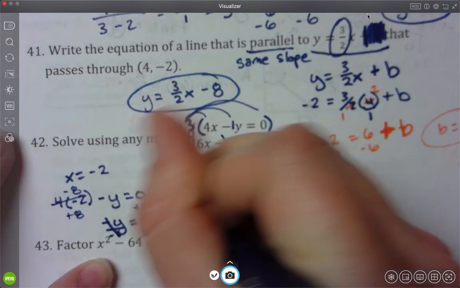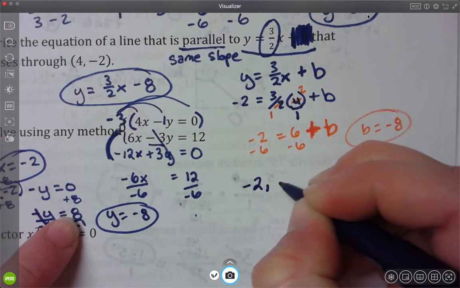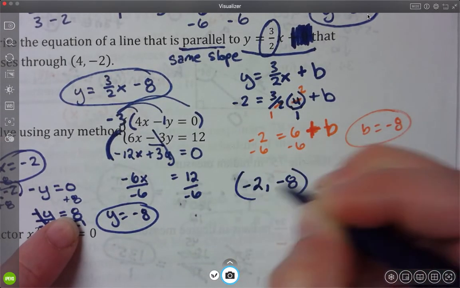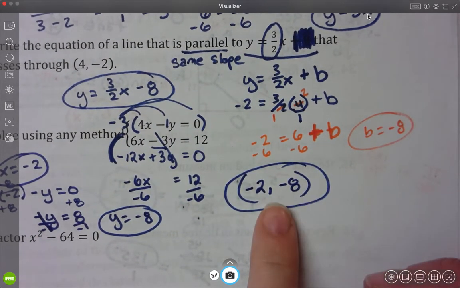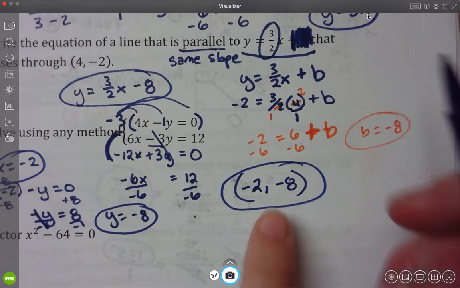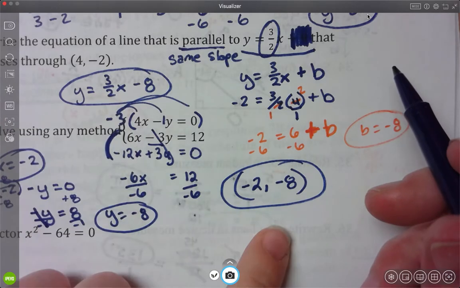Okay, so I have my x and my y, and I can write that as an ordered pair of negative 2, negative 8. And this is a coordinate point. And I always ask you, why do I care about that coordinate point? What does he do for me? These two functions are linear functions. It's where these two lines will cross each other, at negative 2, negative 8.